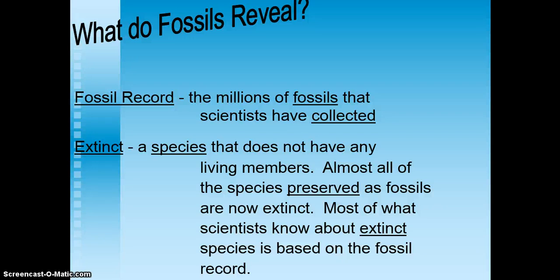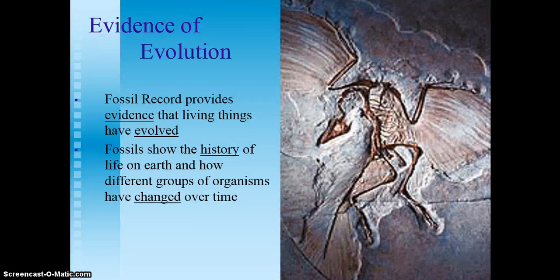To say a species is extinct means that it does not have any living members. Okay. In fact, almost all of the species preserved as fossils are now extinct. So most of what scientists know about extinct species is based on the fossil record. Fossils, as we've mentioned before, provide evidence that living things have evolved. They show a history of life on Earth and how different groups of organisms have changed over time. This is a fossil of Archaeopteryx, which would be relative to modern-day birds.